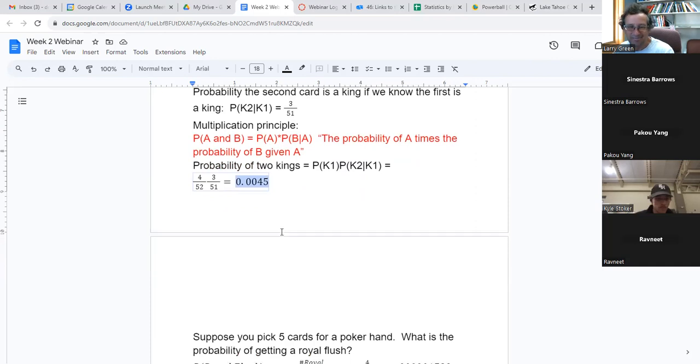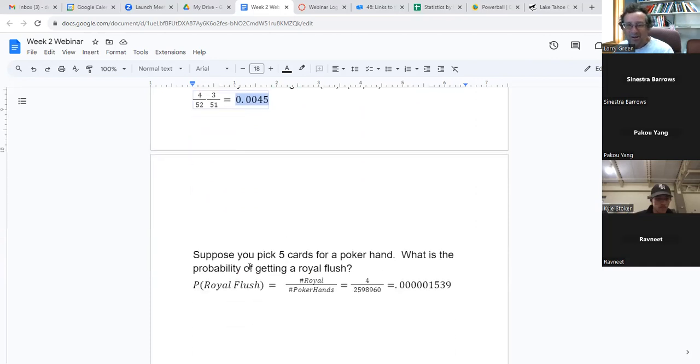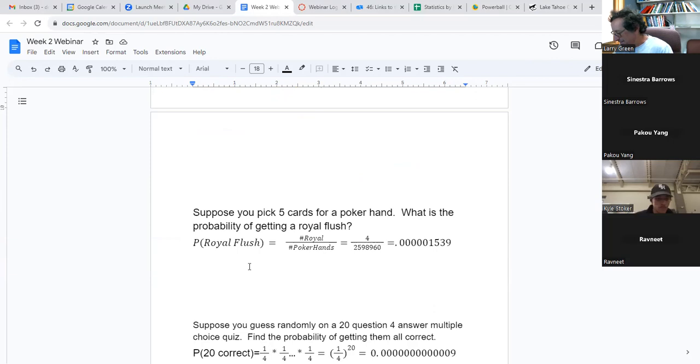Okay, so now let's get more complicated and actually something that is worthwhile if you live in Tahoe, but you've got to get really good at probability. So suppose you pick, instead of 1 card, I'm going to pick 5 cards. There's my 5 cards. And let's say we're playing poker.